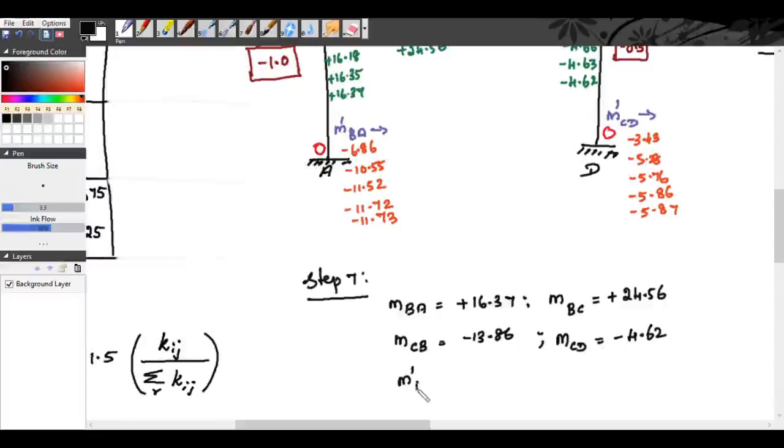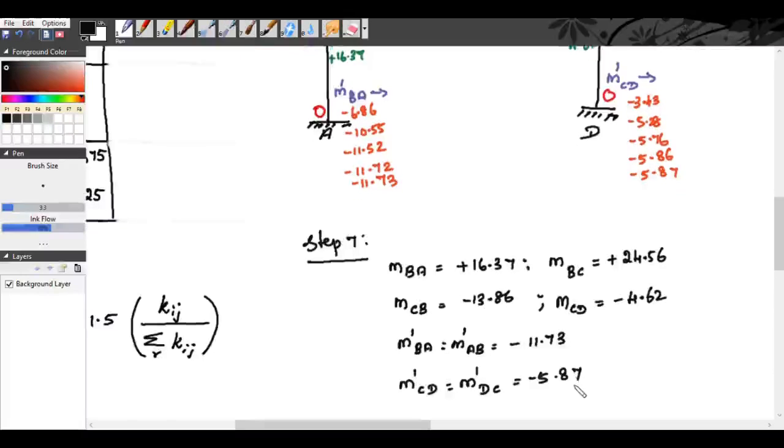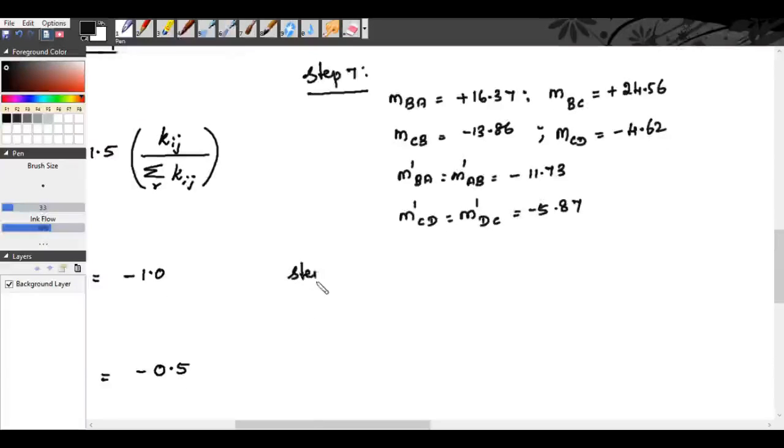M dash of BA is equal to M dash of AB is equal to. See, both are the same for displacement contribution. That is for the columns. Okay. So at B and at A, both are the same because displacement contribution is considered for columns. Minus 11.73. And M dash of CD equal to M dash of DC will be equal to minus 5.87. Now we will write the final moments. We will take it as step 8. Step 8 is final moments.